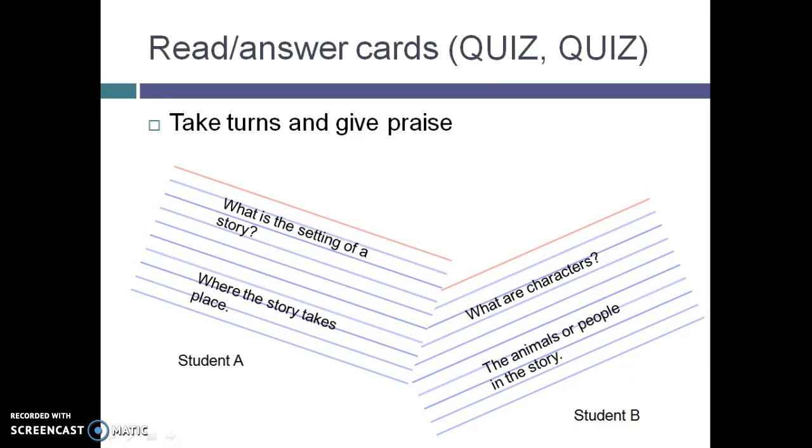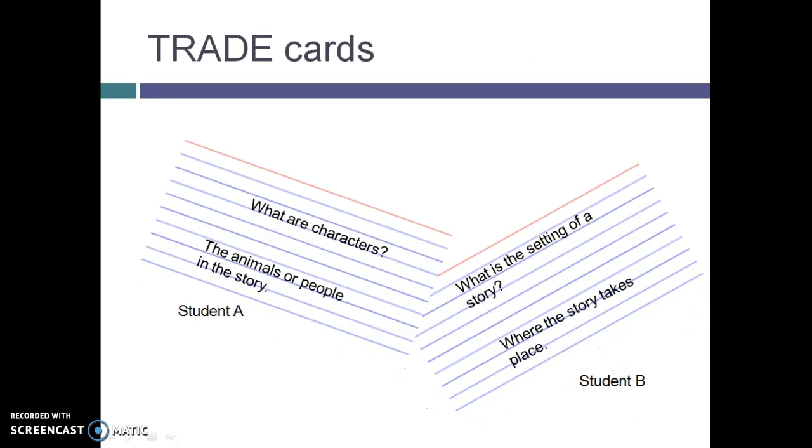Once again, praise should be given to the partner. "You did an awesome job. I love the way you answered that." And then they will move on. The next part is that they trade cards. So if you noticed, Student A and Student B now have switched cards and are ready to go forward.